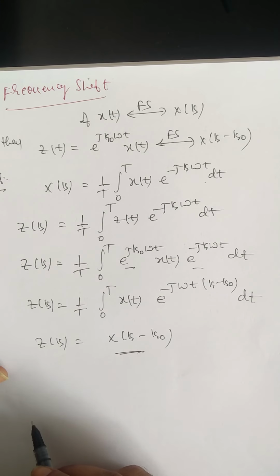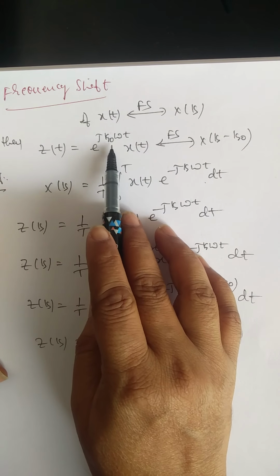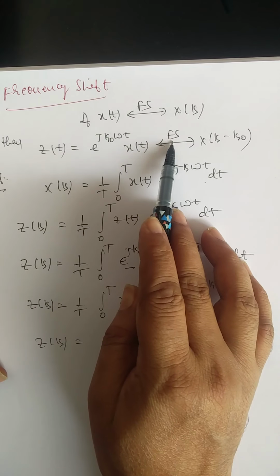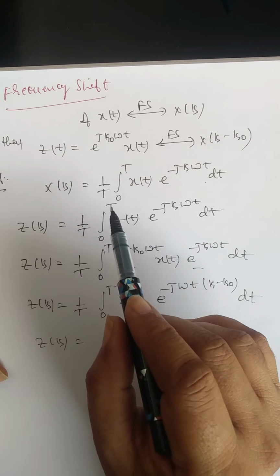What is the frequency shift property? If time domain signal is e to the power of j k naught omega into t into x of t, then its Fourier series is x of k minus k naught.